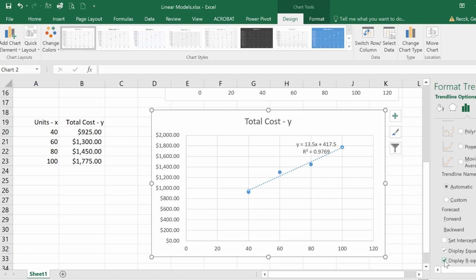So that's just a quick look. I'm going to save, and we're going to take what we worked here and move on to another model in the next video.